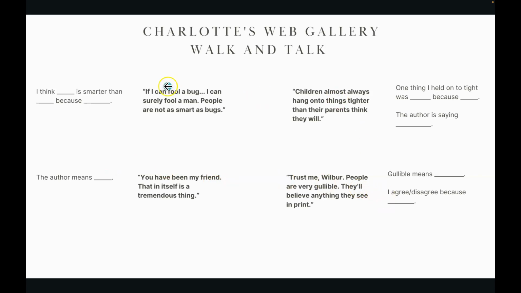So yeah, you set a timer, and each group goes to a quote, and they write it down in their reading journal or just on a sheet of paper or wherever you want them to write it. And then you come back as a whole class and you discuss. So you go through each one and you say, all right, group 1, what did you say about the first quote? And just a class discussion.